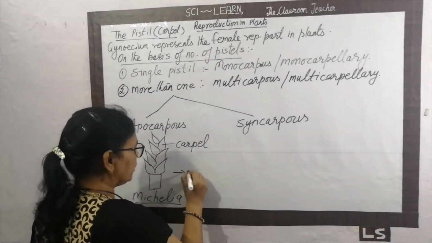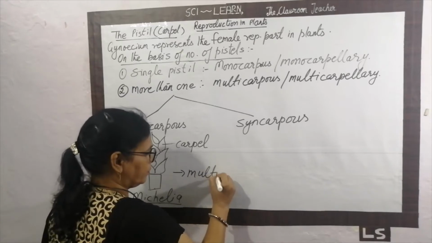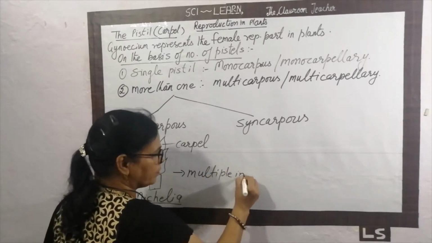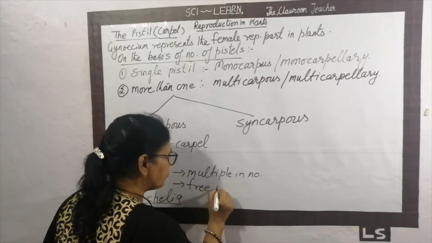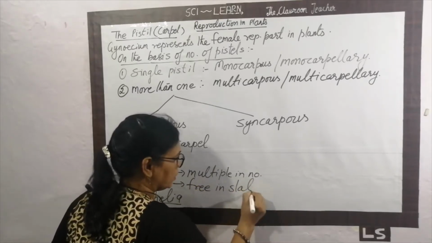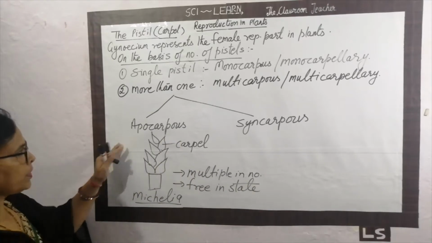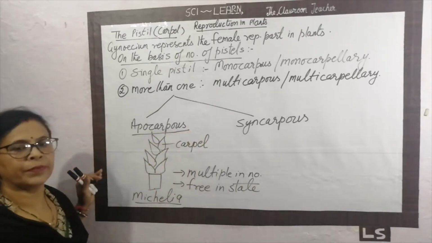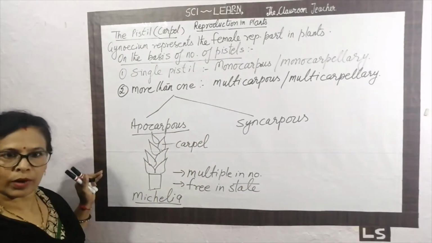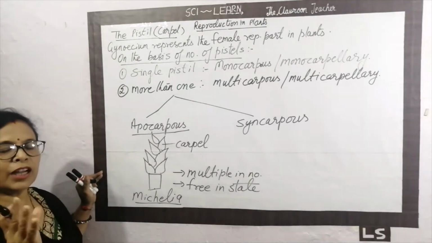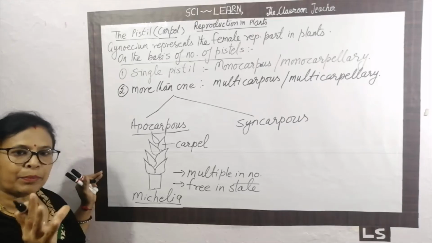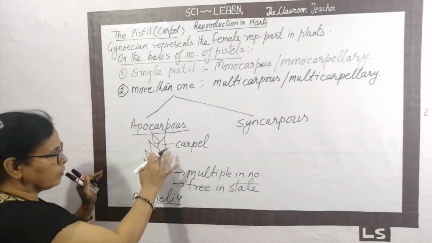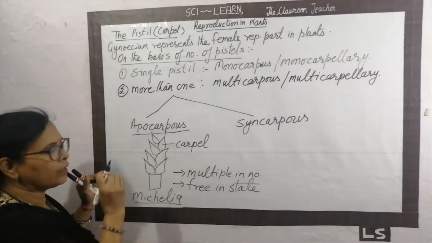It means it is multiple in number but free in state. What is the character here? Multiple in number but free in state. So what is apocarpous? It means the number of carpels is more than one, that is multicarpellary, but they are not combined together. They are not fused together. They are separated from each other. Each part here is called the carpel.